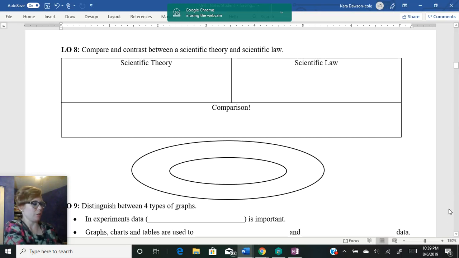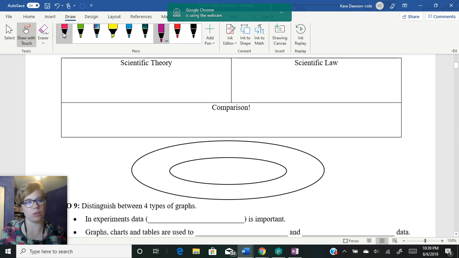The last learning objective for this particular video is to compare and contrast between a scientific theory and a scientific law. So I'm going to start here with the comparison because I think it's very important to compare these two. A lot of students really confuse these. But the comparison is that both require a ton of evidence.